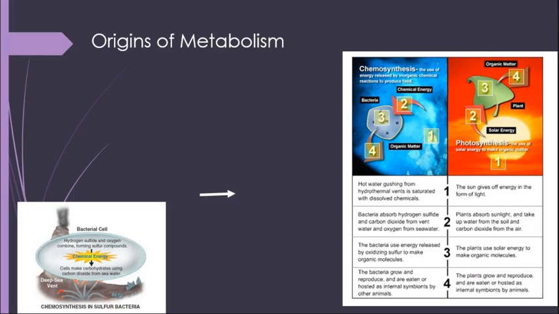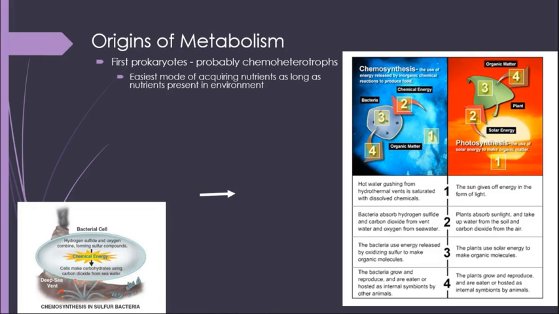Okay, so the origins of metabolism, we're just going to do this really quickly. The first prokaryotes were probably chemoheterotrophs, which means they broke down molecules and compounds, and that's how they got their energy. And so they were able to acquire nutrients really easily as long as those nutrients were present. However, when they're not present, they can't acquire them, and ATP was probably among those nutrients.